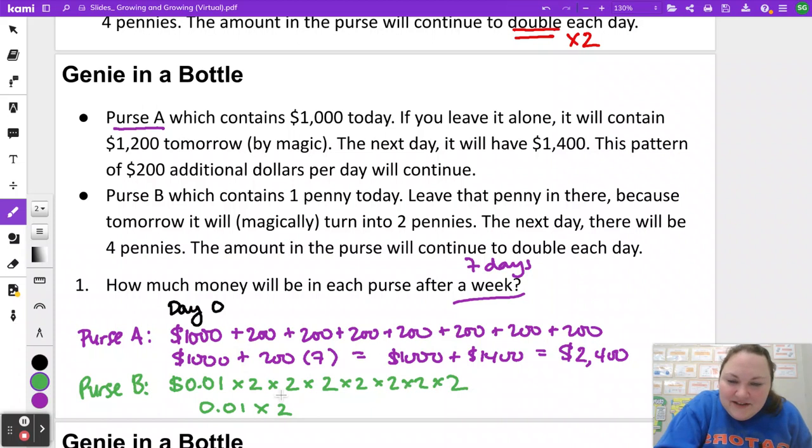Since there are 7 of those, I'm going to use the exponent 7. 2 to the 7th power means 2 times 2 times 2 times 2 times 2 times 2 times 2. When we go to do this math, again, you could take your penny and double it and get 2 pennies, double it and get 4 pennies, double it and get 8 pennies, and so on to get that result.